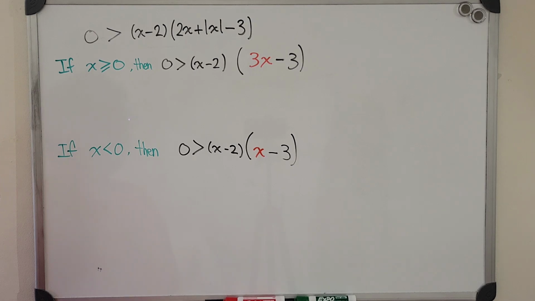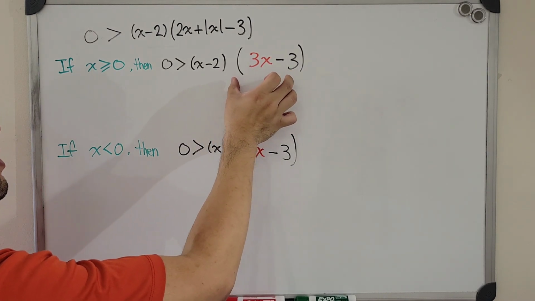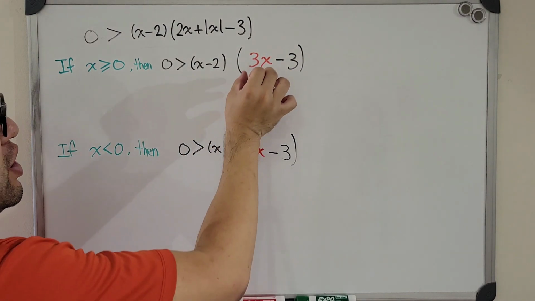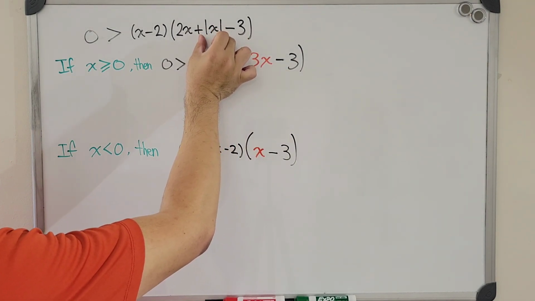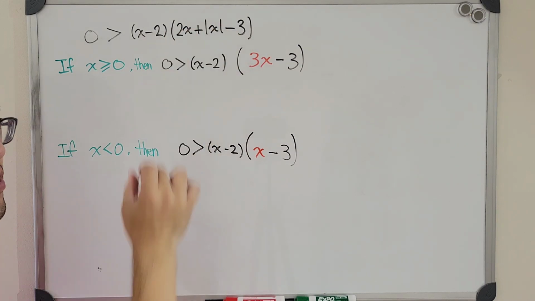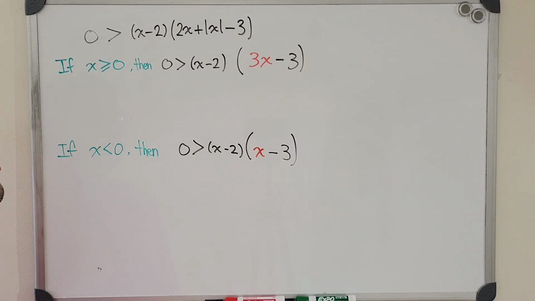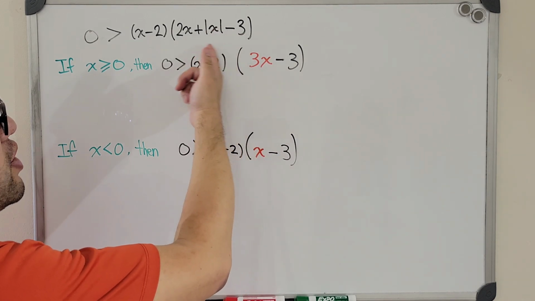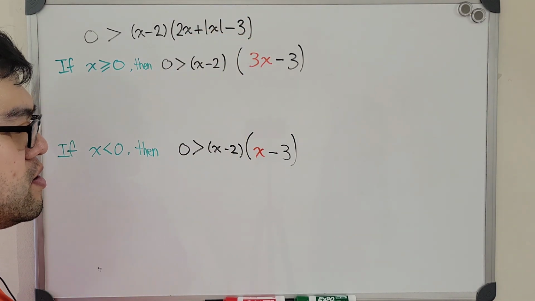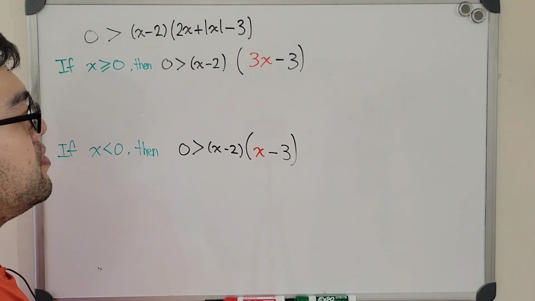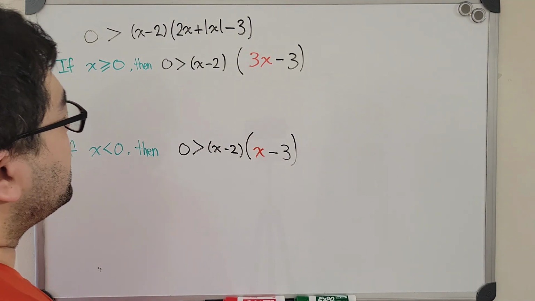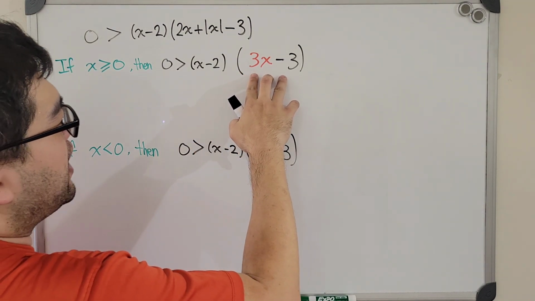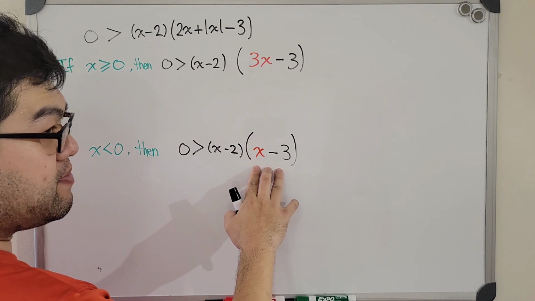Because now we can just consider each case, and in each case, the second term no longer contains the absolute value sign or the modulus, and instead we can simply rewrite the expression of the second factor as just a linear factor or a linear polynomial. So in this case, we actually get either 3x minus 3 or x minus 3.